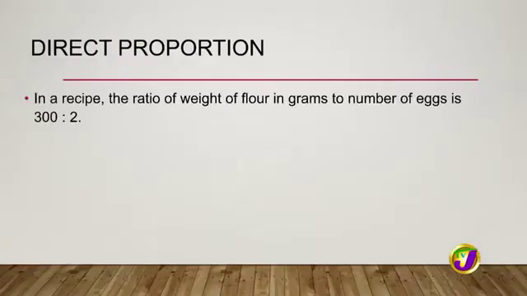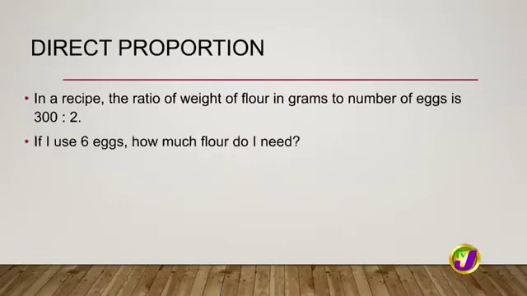All right, so let us look a little at direct proportion. In a recipe, the ratio of weight of flour in grams to number of eggs is 300 to 2. All right. Now, if you use 6 eggs, how much flour do you need? All right, so what's the ratio we have there?